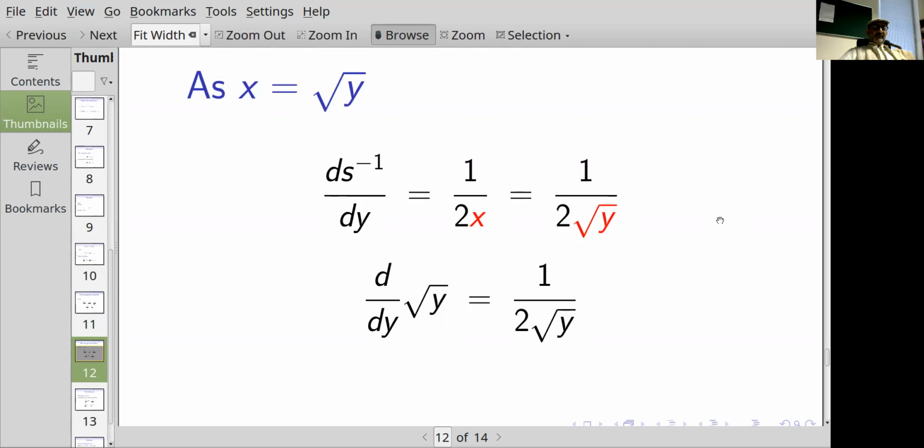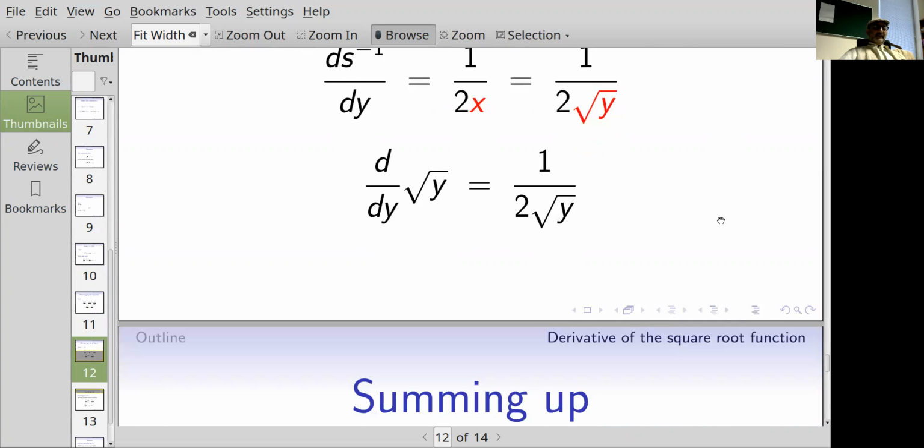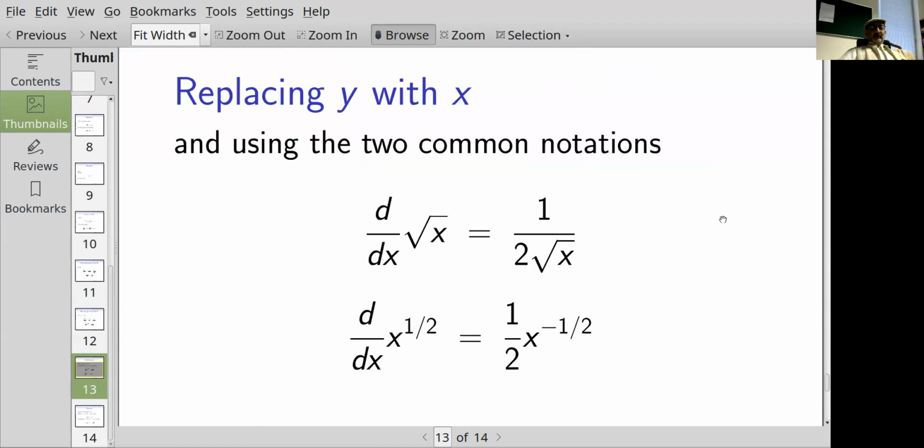Okay. If we use the other notation, y to the 1/2 instead, we would get that you can either have the derivative with respect to x of the root of x equals 1 over twice the root of x, or you can have d by dx of x to the 1/2 is equal to 1/2 x to the minus 1/2, which kind of looks like a rule that we already know for integers, but now it seems to also work for 1/2.